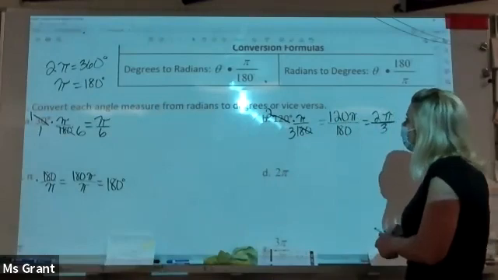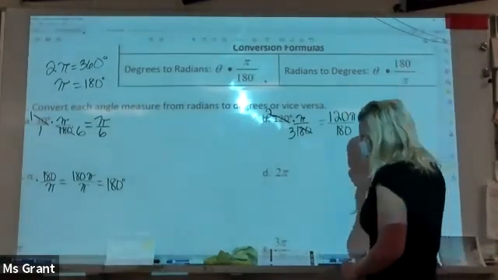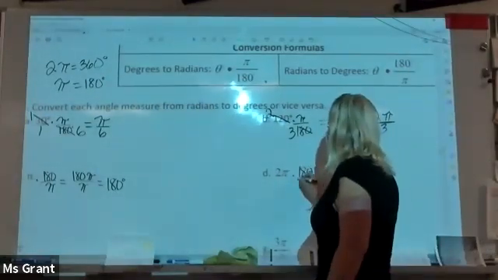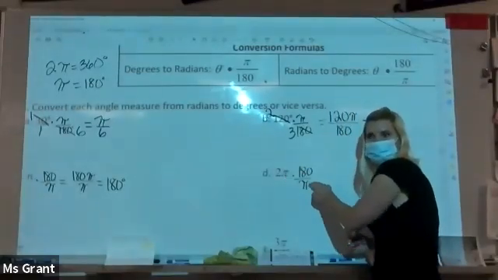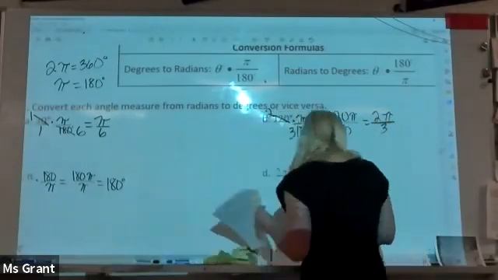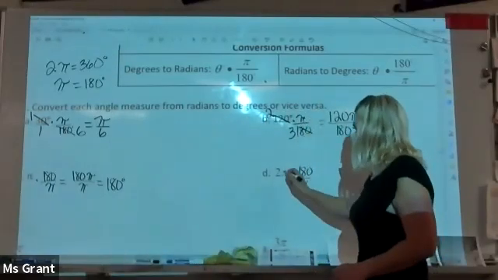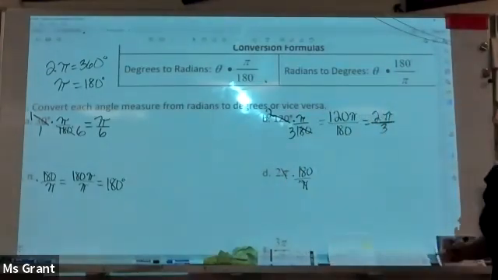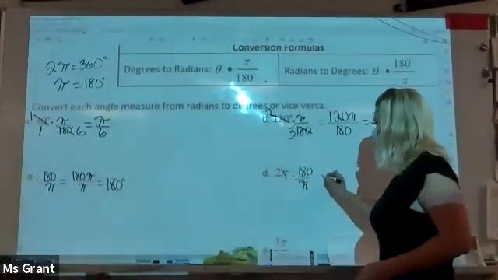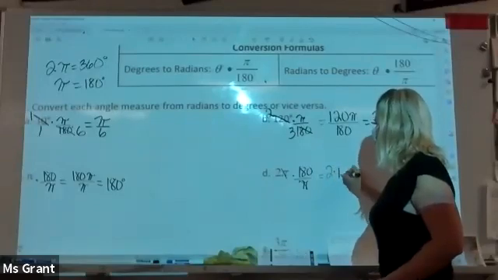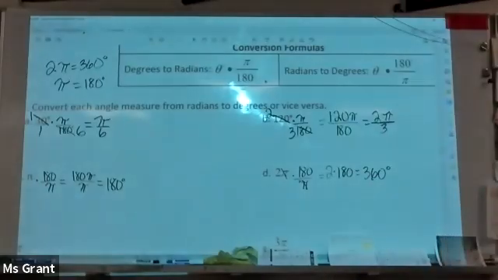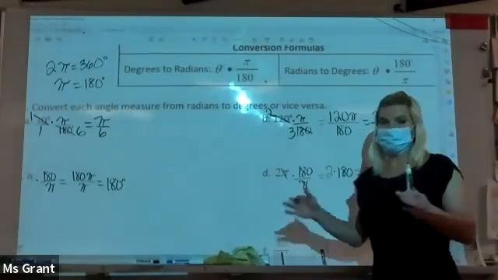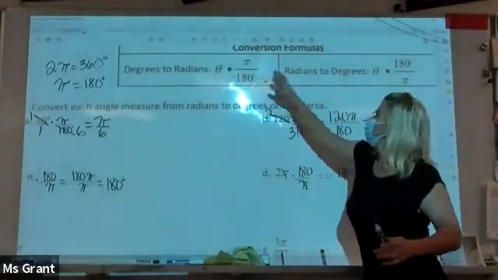2 pi. I know the radian. Multiply by 180 over pi. Remember, diagonally, the unit measure should match. Pi and pi. Well, only the pi cancels out. We know 2 pi. 2 times 180. 360 degrees. Does this seem okay? Are you guys good? You just need to know which is which, right?